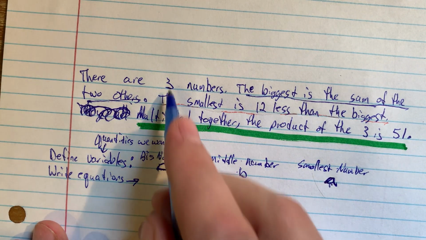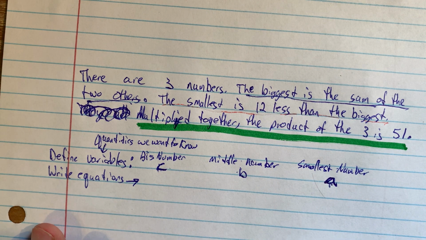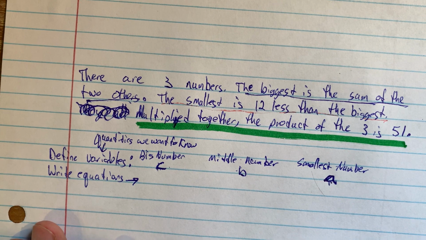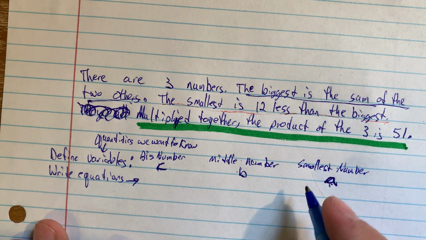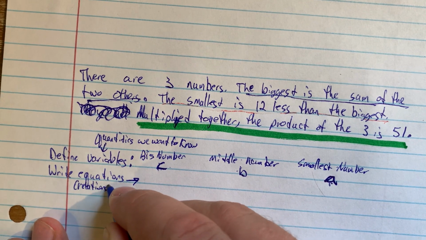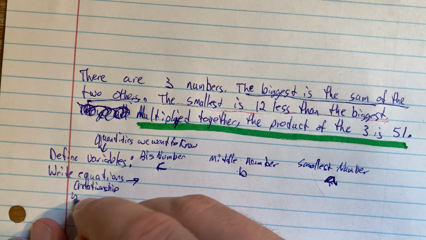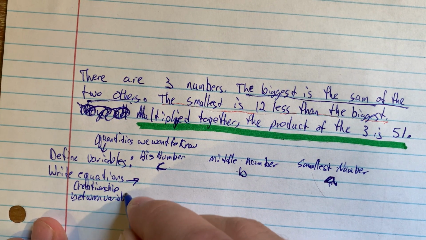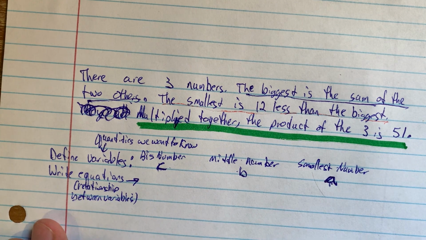Now, since there were 3 numbers that I don't know that I want to find out, how many equations am I going to need? Well, I'm going to need 3 equations. And I hope I have them. Each equation is going to come from a relationship. So it's a relationship between the variables. So what are the relationships between the variables?